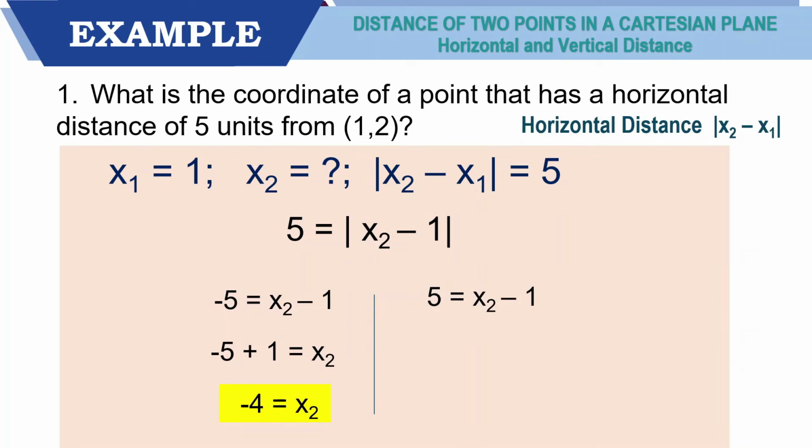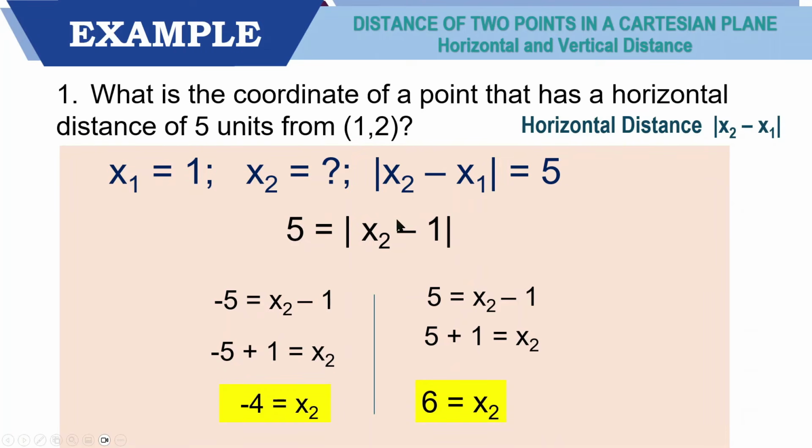So that will be our x sub 2. For the other one, we have 5 is equal to x sub 2 minus 1. And we will have 5 plus 1 equals x sub 2. And that will give us 6 equals x sub 2. So why did we end up with two different answers? It's because we found two answers for x sub 2 minus x sub 1. One is the negative 5 and the other is the positive 5. Why is that so? Because remember, when we say absolute value, it doesn't matter if it's negative or positive, we will report it as positive.